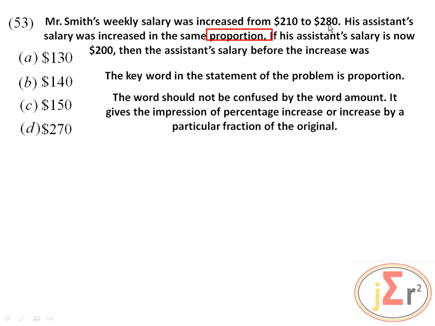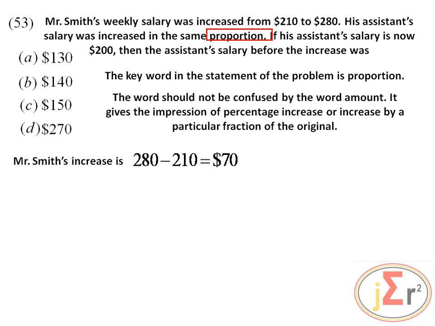So I imagine that what some students will do is this: 210 increased to 280, the difference is 70. They look at the assistant's new salary and say, take 70 from this, I get 130. Bingo! And that would have been the incorrect answer. So let us look at Mr. Smith's increase, 280 minus 210, and that is $70.